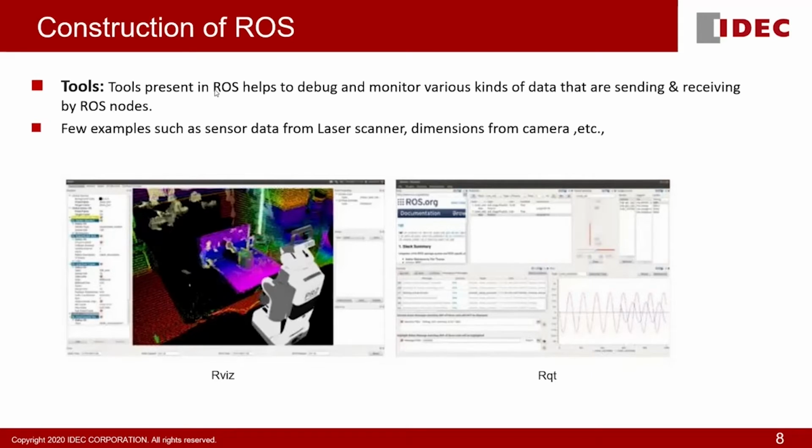Moving on to tools, the tools present in ROS help us to debug and monitor various kinds of data that are sent and received by ROS nodes, which you have seen previously. There are graphical tools and command line tools built into ROS. One of the tools which you are going to look into in this video is RViz, which you are seeing on the left side.